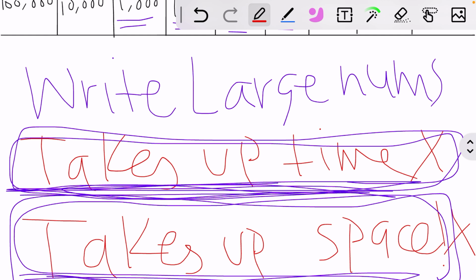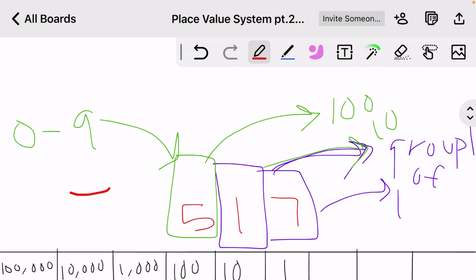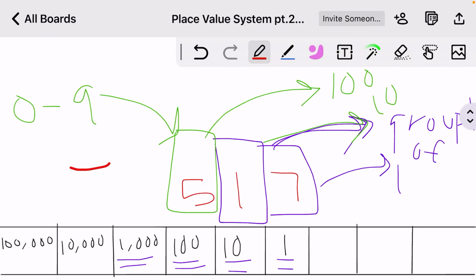You know what I'm saying? It's just tedious trying to write 100 tally marks. You should try it. You'll know exactly what I'm talking about. But so this is why we got to the place value system. Now, what is the place value system? The place value system is basically a way of writing numbers where every number represents another number.